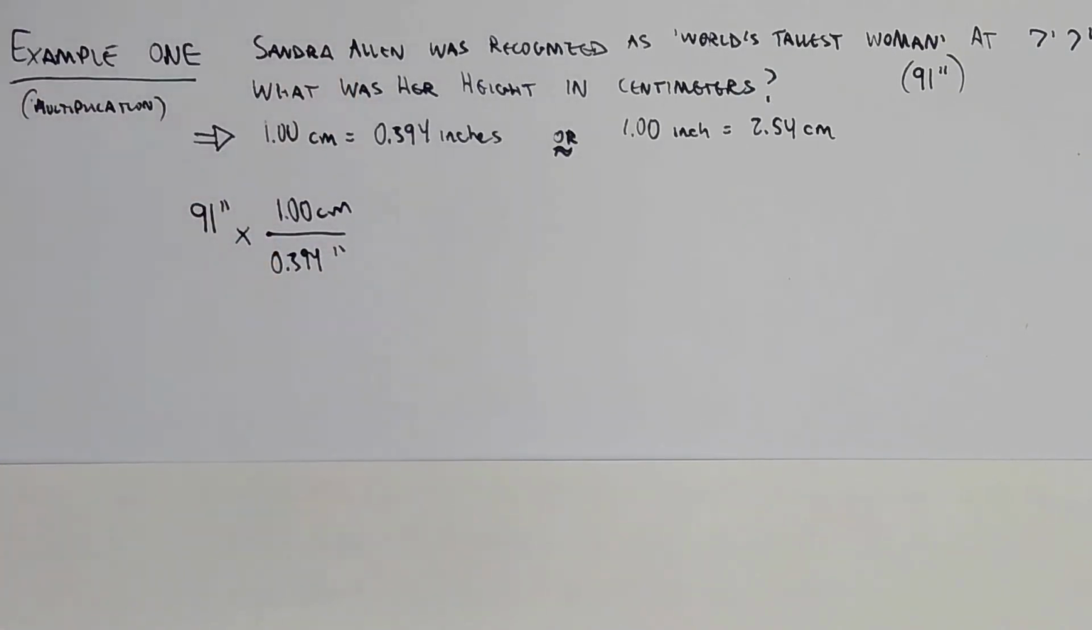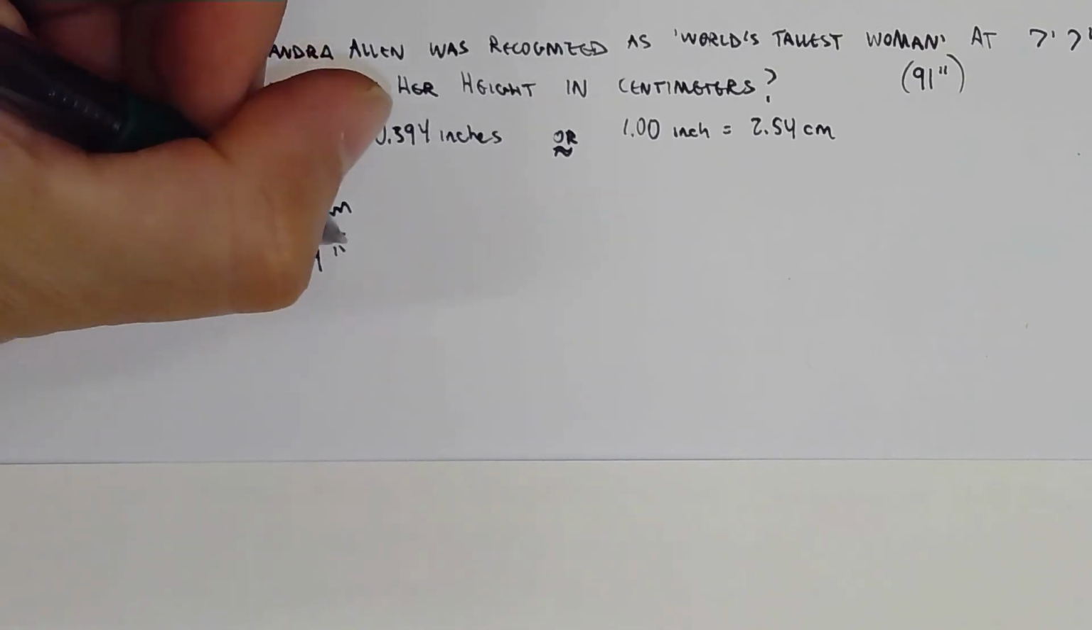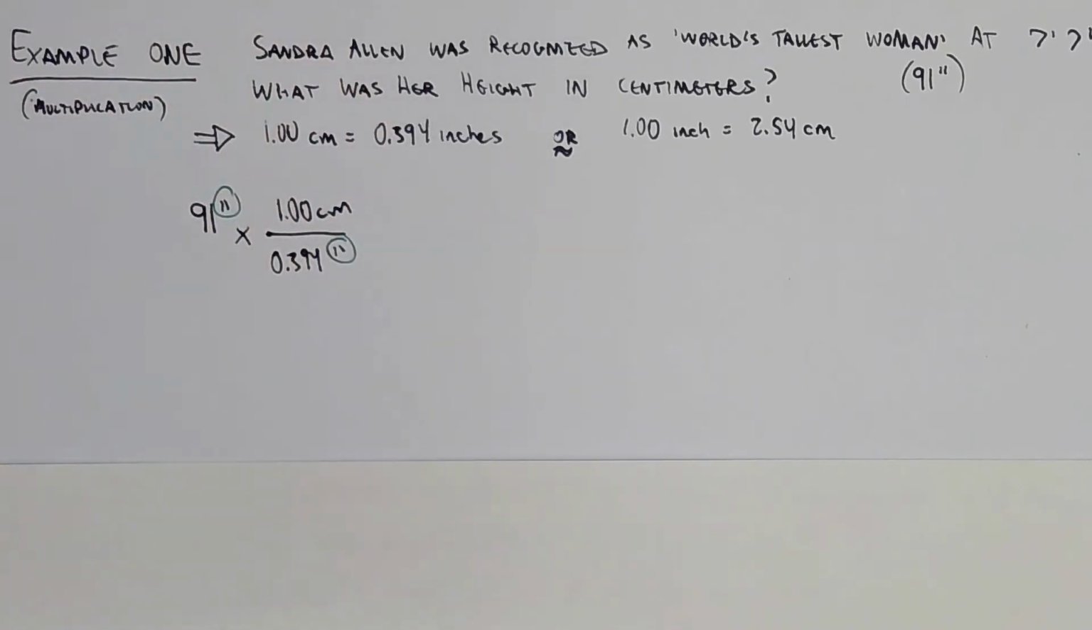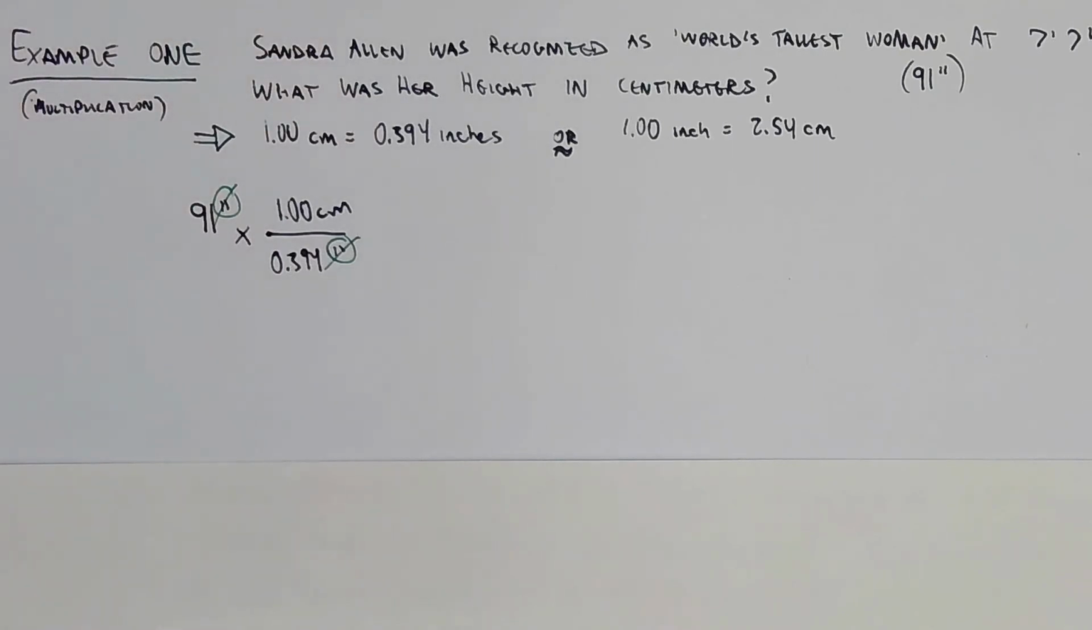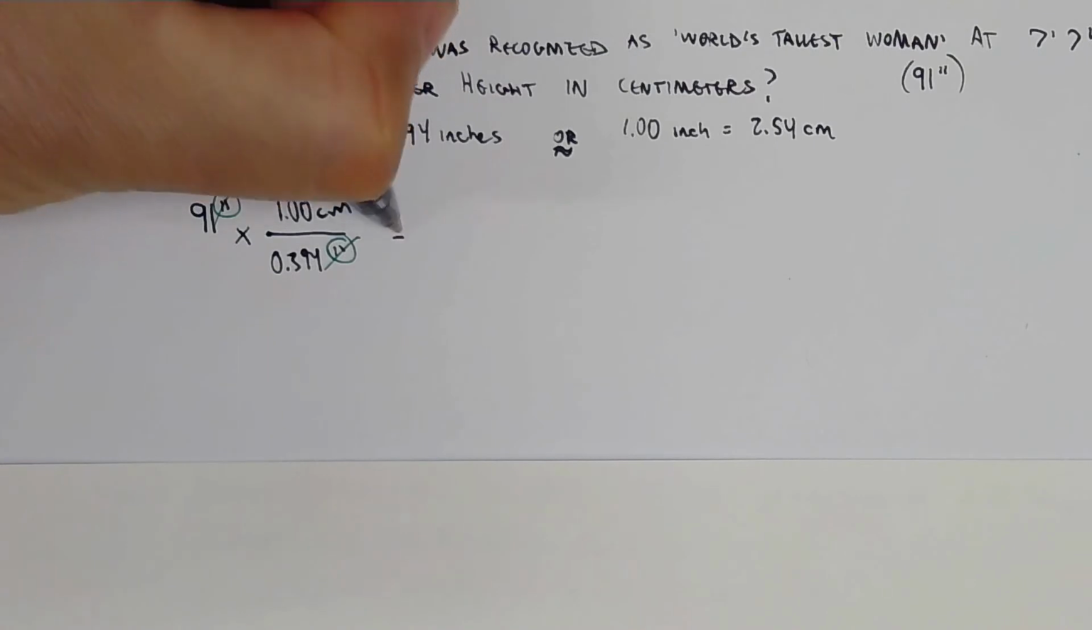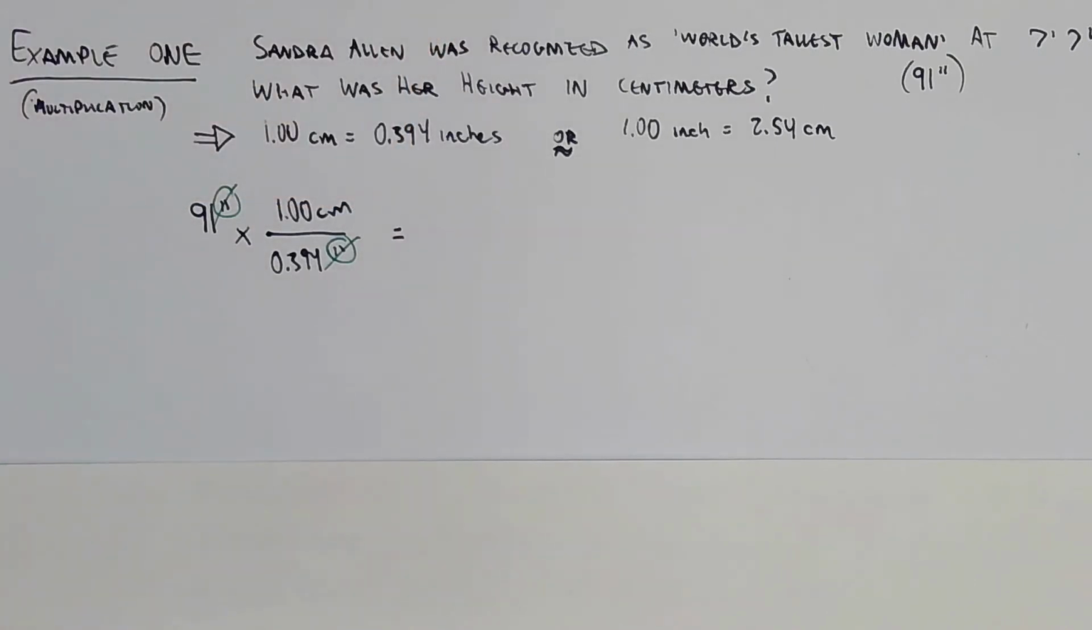And what I have here is inches and inches, and the inches kind of cancel out. And then I am left with centimeters. So that is ready to solve. It doesn't have to look like that. You could have chosen the other relationship between inches and centimeters.